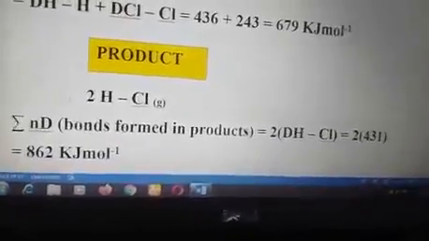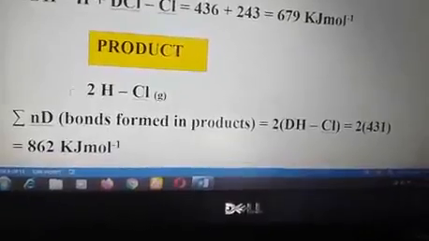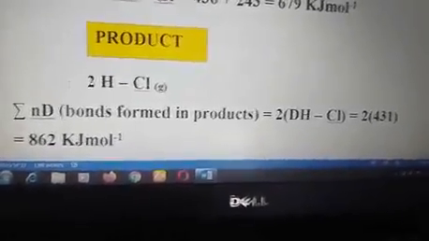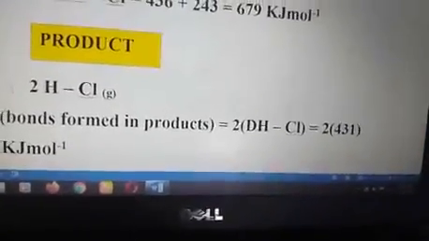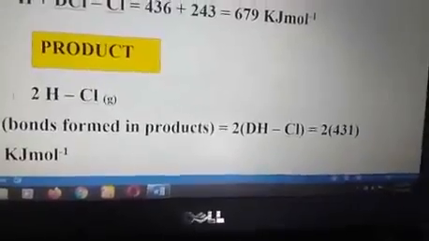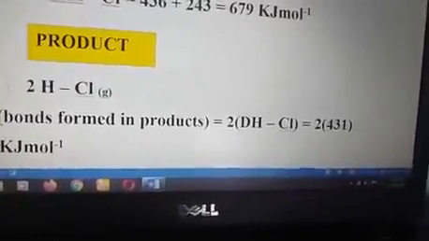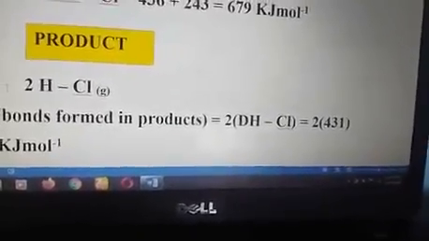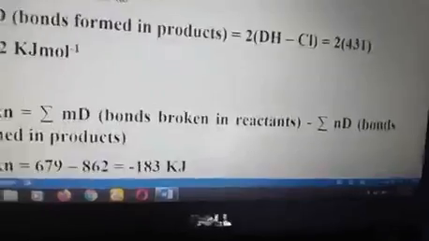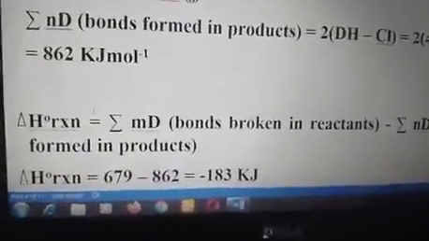So we'll calculate the bond energy of bonds formed in the product. In the product, we're having 2 moles of HCl, so we need to write 2 D H-Cl, that D standing for the number of moles. That becomes 2 times 431, the bond energy for the hydrogen to chlorine single bond. So 431 times 2 gives us 862 kilojoules per mole.